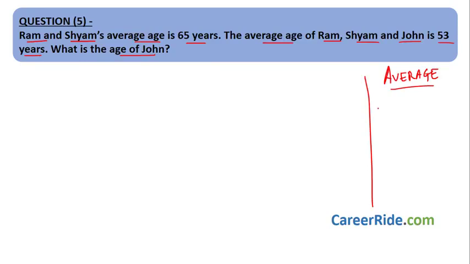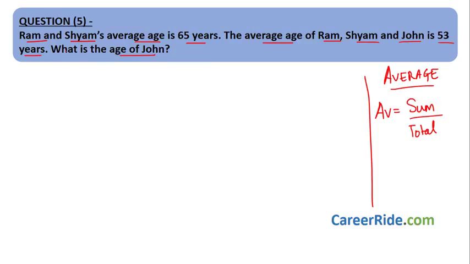How to find average? Very easy. Average is sum of all the observations divided by total number of observations. What does that mean? For example, here there are 2 people, Ram and Shyam. Okay, they might have different ages, right? So, there are 2 people. So, there are 2 observations. So, number of people or total number of observations is 2 over here. And age of Ram is say 5 years and age of Shyam is say 15 years.